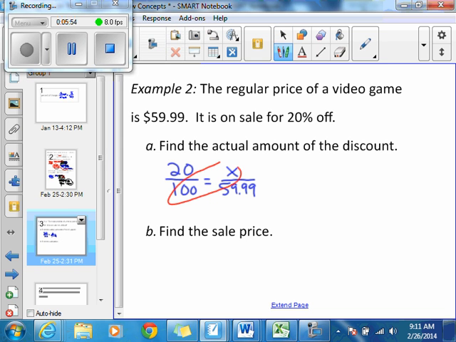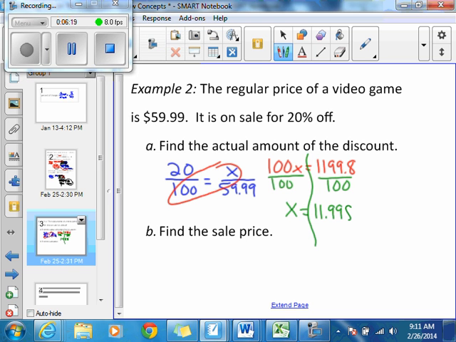And then we fill in our blank space with an X. We cross multiply, we get 100X equals 1,199.8. Go ahead, divide both sides by 100, which moves the decimal point 2 places to the left. So that gives us 11.998. Now the question's asking us to find the amount of the discount. So how much money are we taking off? So that's $11.998. However, that doesn't make sense.